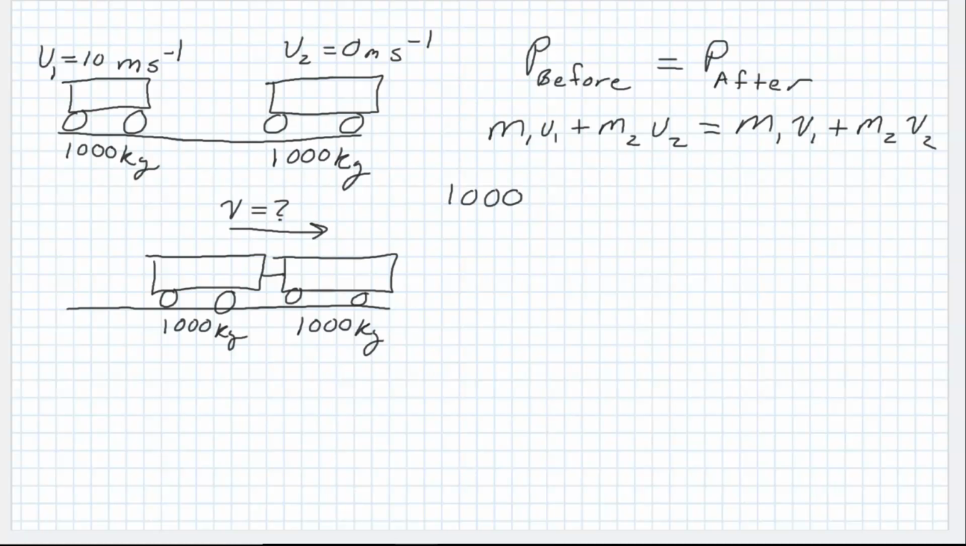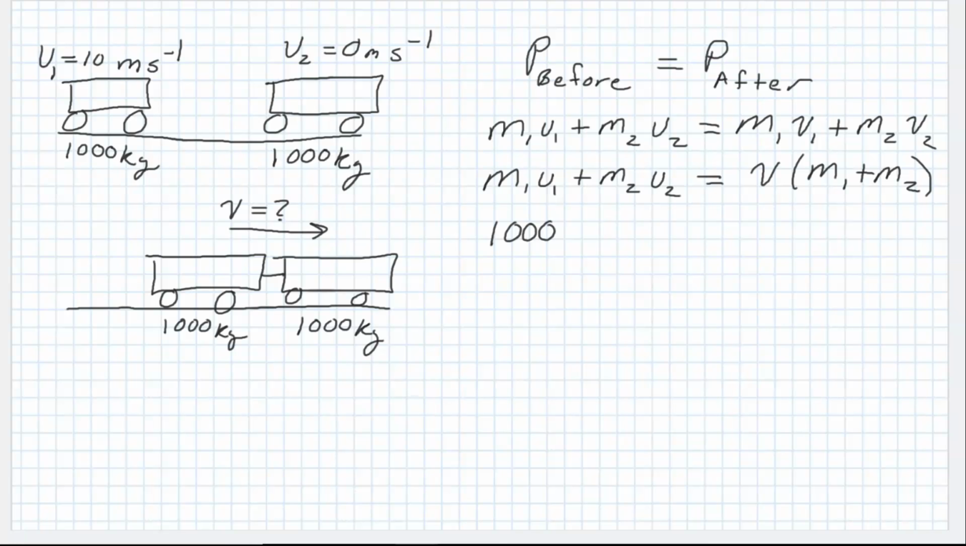Okay, I'm going to do my substitution. The car on the left has a mass of 1,000 kilograms. Before I get started, I wanted to modify this equation so that since they're moving as one velocity, I can factor out the velocity and just take the sum of the masses after the collision. So the final velocities v1 and v2 are the same because both objects are moving together.